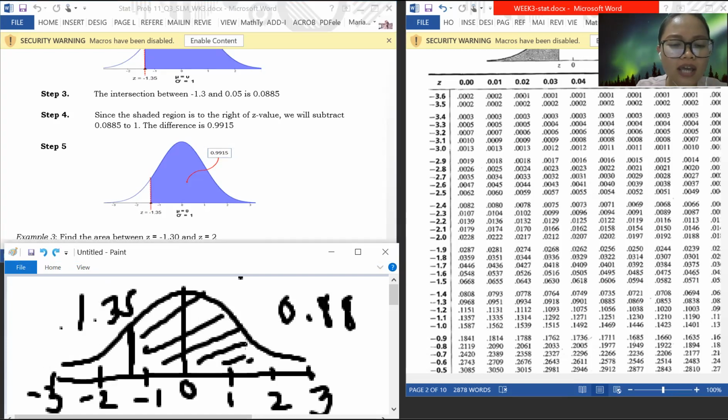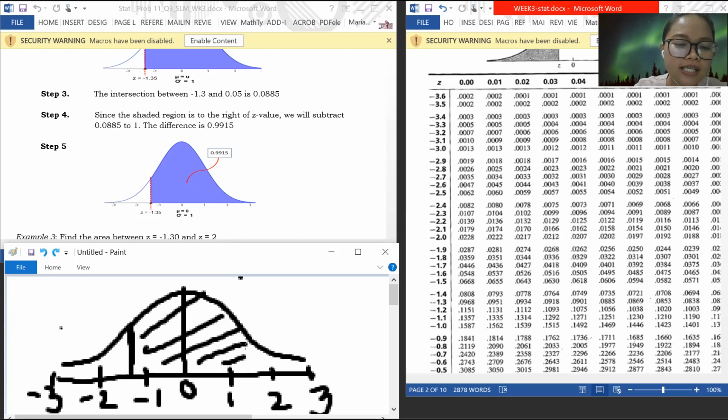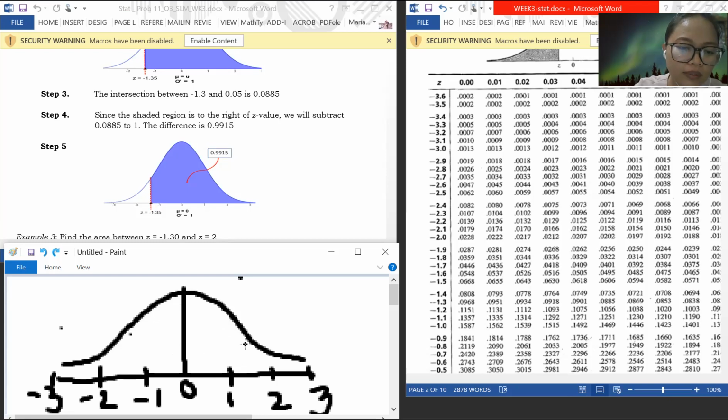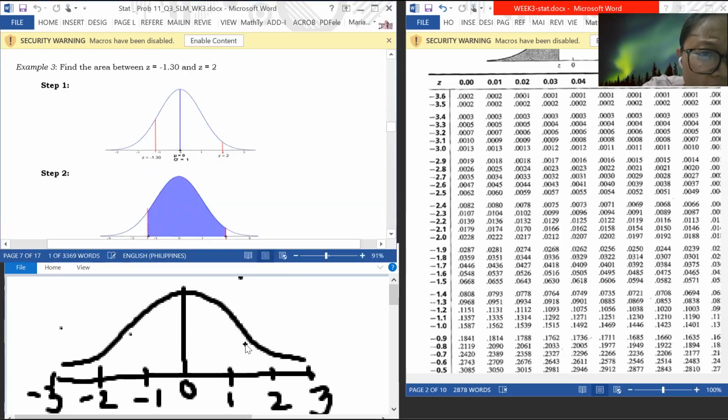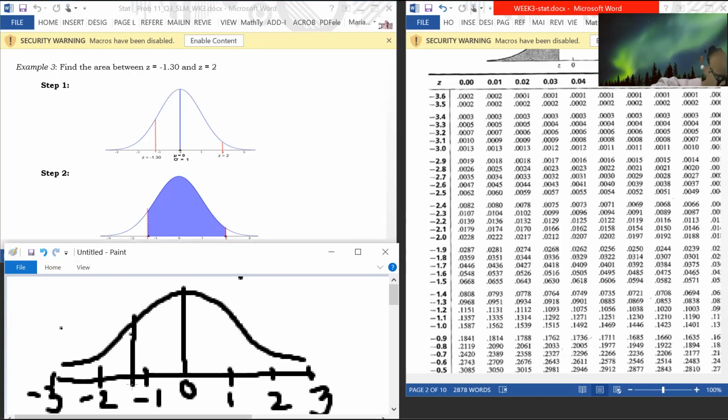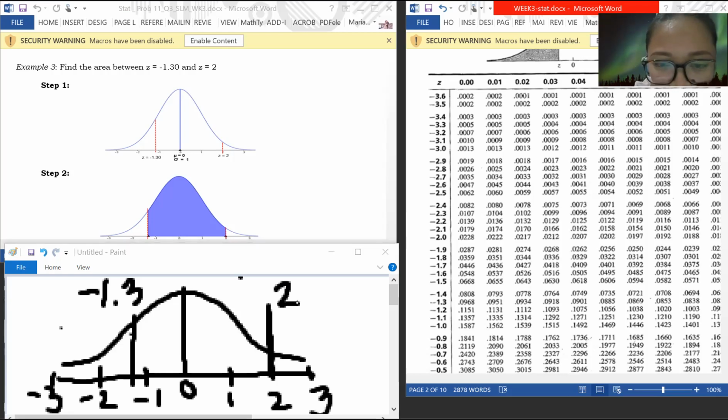Okay, sunod na step na to is what if in between? So, saan man na siya if it is in between? So, for example, we have the following example here. Find the area between negative 1.30 and 2. So, pangita, una ang negative 1.3. So, kani siya nga dapit. Muna siya yung negative 1.3. Then, ang 2, danhe. Kani siya. Muna siya yung 2.